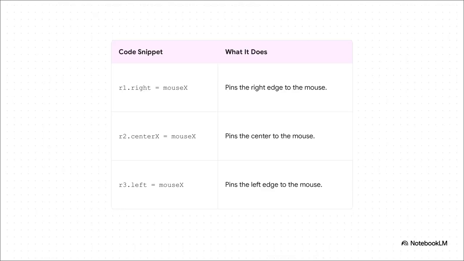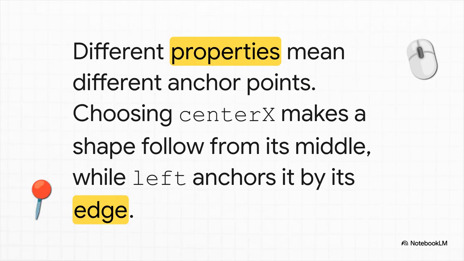Now, this is where things get really fun and interactive. We can link a shape's position to something called mouse X, which is just Python's way of tracking where your mouse is horizontally. But look closely here. A tiny change in which property you use completely changes how the shape follows your cursor. So here's the bottom line. Using center X makes the shape follow from its middle, which usually feels really smooth and natural. But using left or right, well, that anchors the shape by its edge instead. This choice is what gives you super precise control over how things are placed.